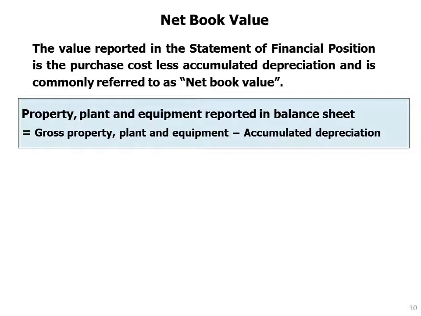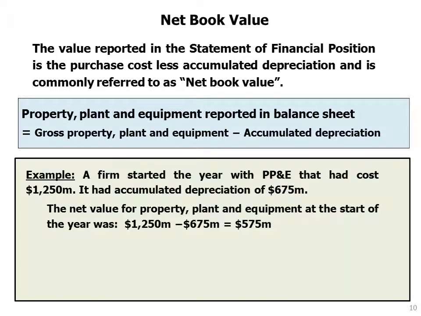Net book value. The value which is actually reported in the statement of financial position is the purchase cost, the value which is recorded under the gross value, less accumulated depreciation. It's commonly referred to as net book value. So property, plant and equipment reported in the balance sheet is equal to gross property, plant and equipment less accumulated depreciation, which are both reported in the notes.